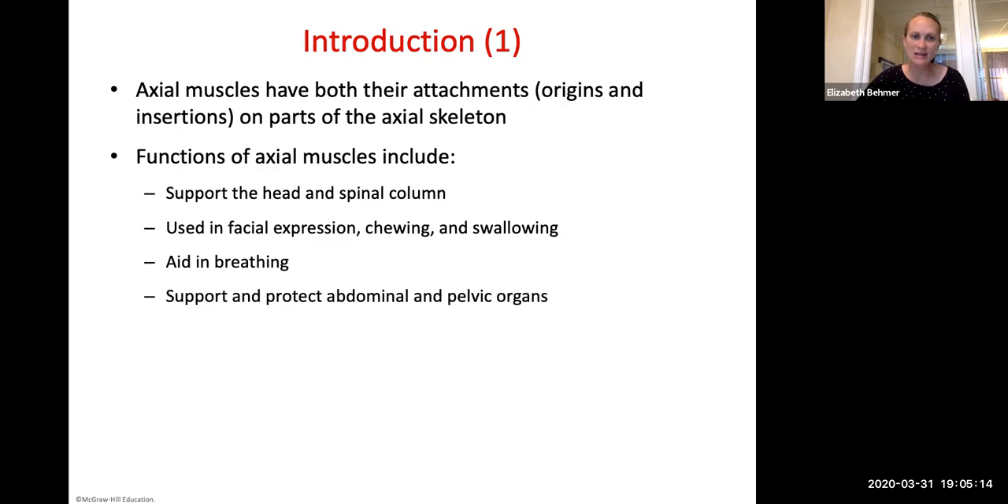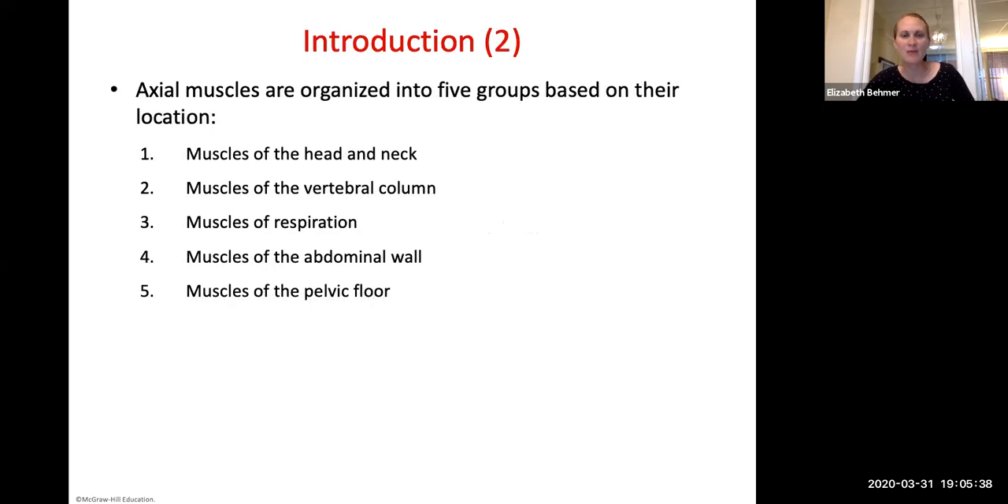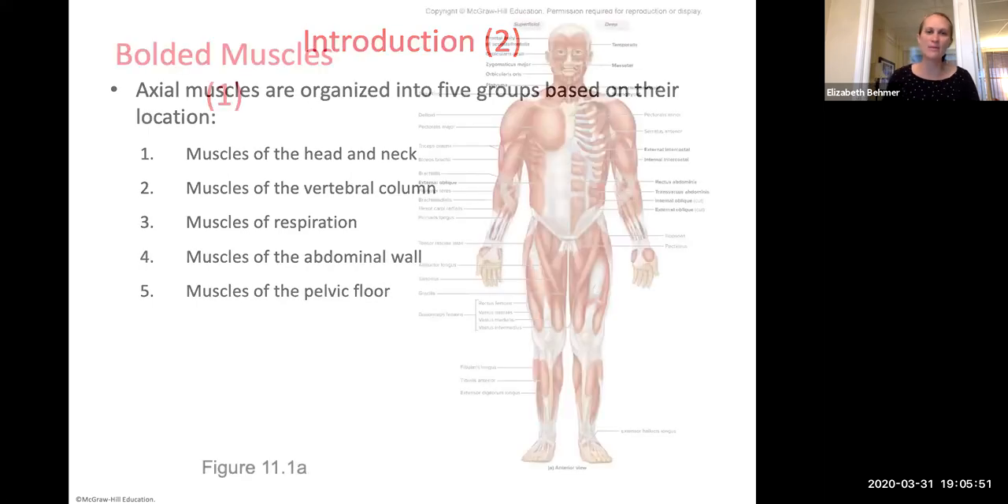Functions of your axial skeleton, they support your head, your spinal column. You have many muscles in your face to help with facial expression, chewing and swallowing. You have a lot of muscles in your neck. Many muscles associated with breathing, not just your diaphragm, but other muscles. And then other muscles that help support and protect your abdomen and other pelvic organs. So we'll group these muscles and we'll work through the groups from your head and neck region down to your vertebral column, through respiration, and then the pelvic floor. So that's kind of where we're going with this. And again, shout out any questions as you have them.